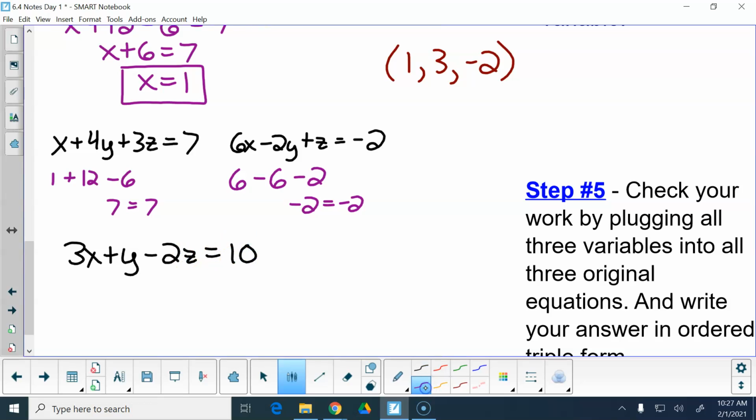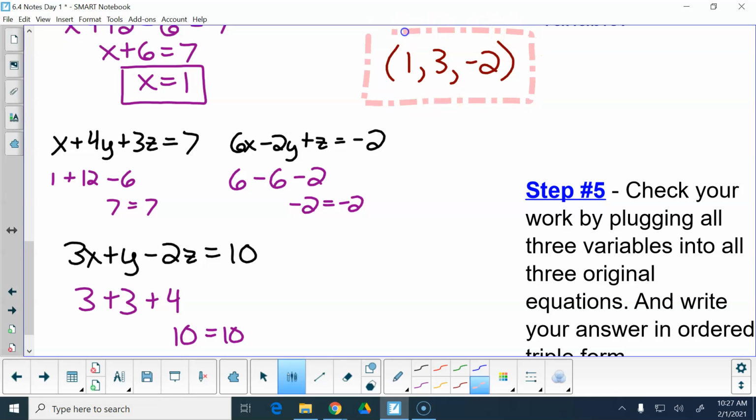3 times 1 is 3. Plus 3. -2 times -2 is +4. 3 plus 3 is 6. Plus 4 is 10. 10 equals 10. Shabam. There is our answer. Okay?